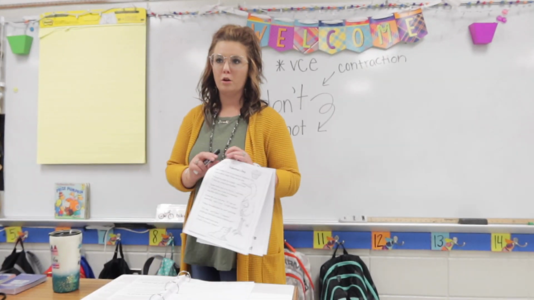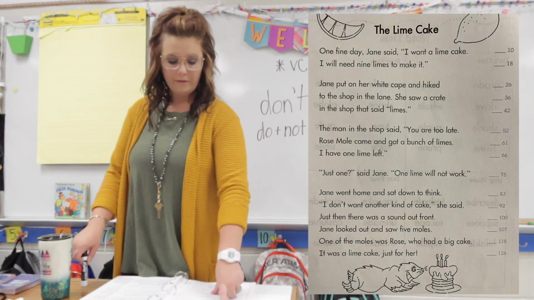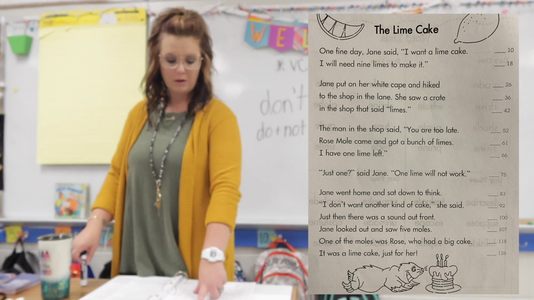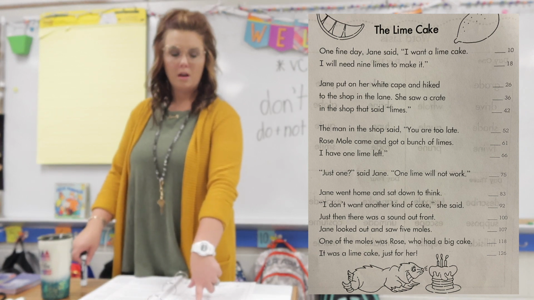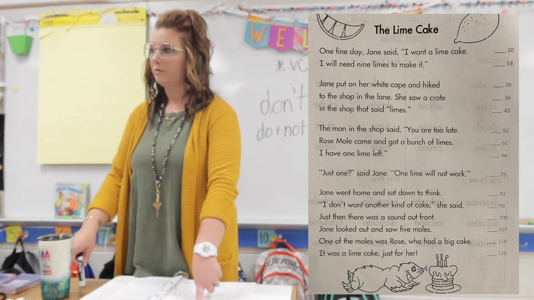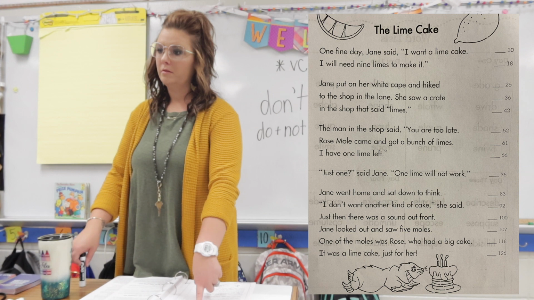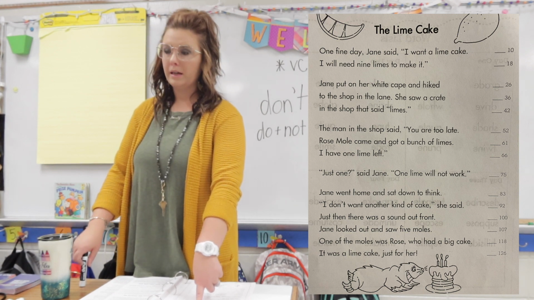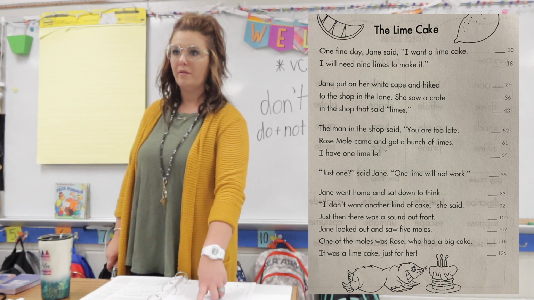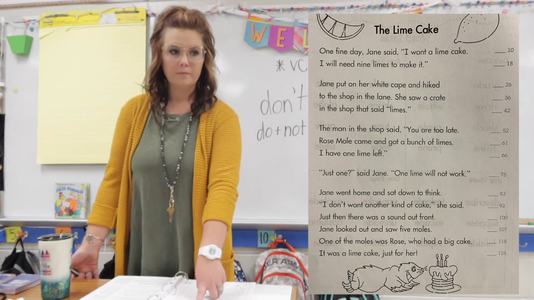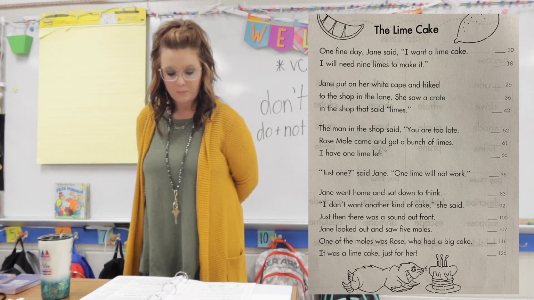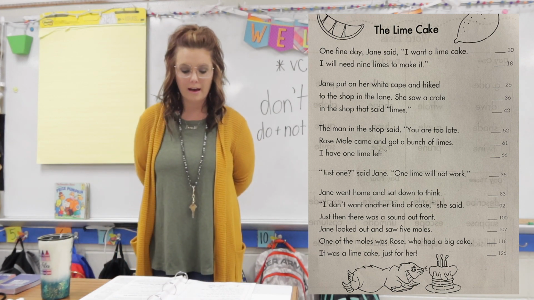Look at the first story. Look at the first word. One fine day, Jane said, I want a, what is that word? Lime cake. How do you know that that word has the long I sound? Because there's a silent E at the end, and we know that if there's a silent E, it makes our vowel say what? Long vowel sound. So one fine day, Jane said, I want a lime cake.